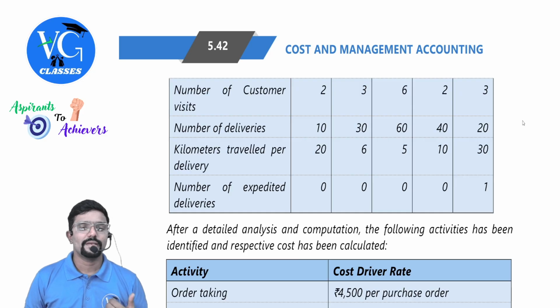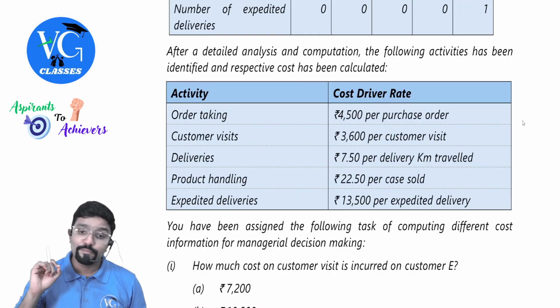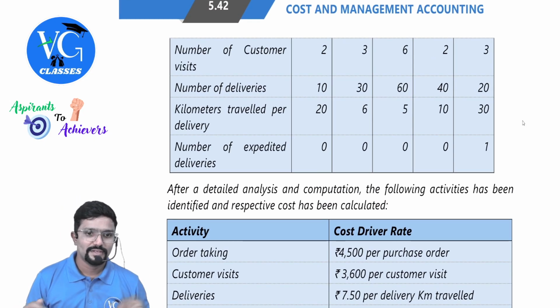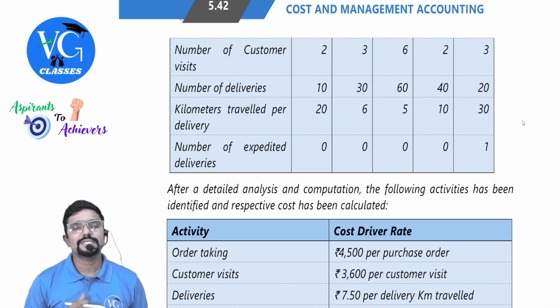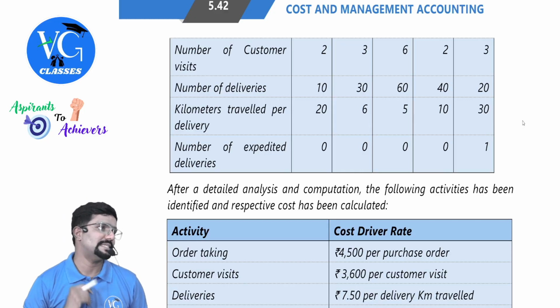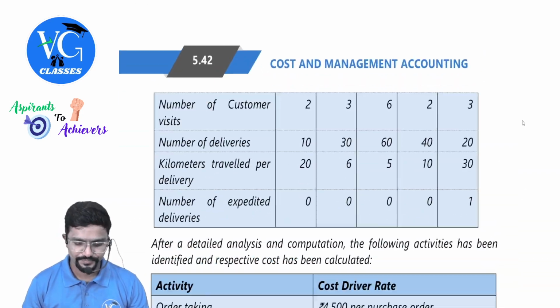Next, deliveries, 7.5 per delivery kilometer travelled. Here it is important. So number of deliveries into kilometers traveled, you calculate first, and then multiply into 7.50 for each of the customers.